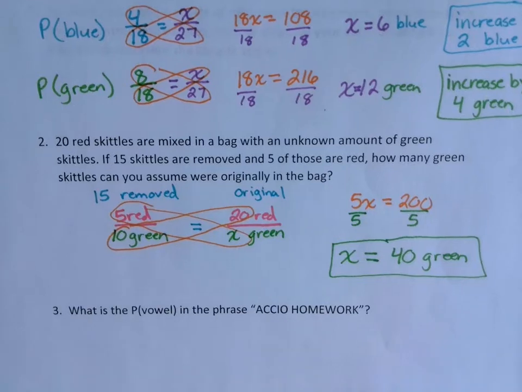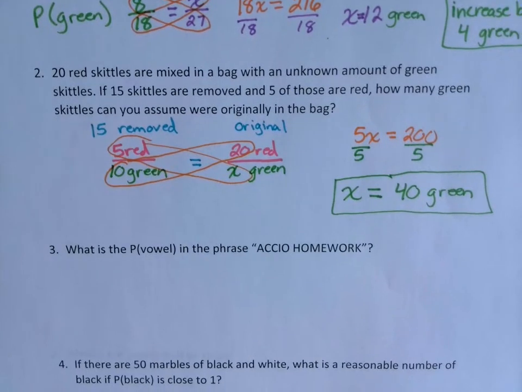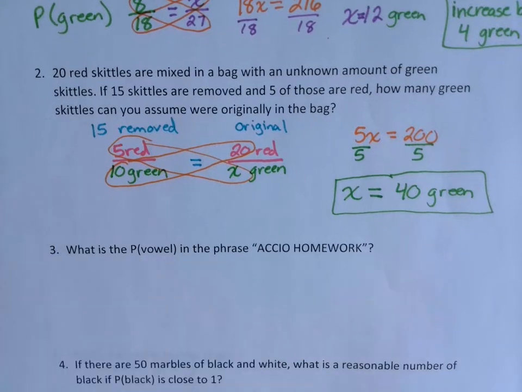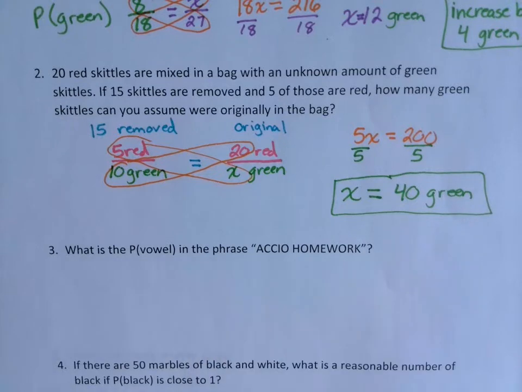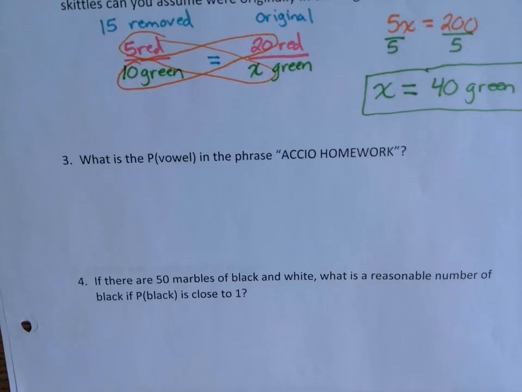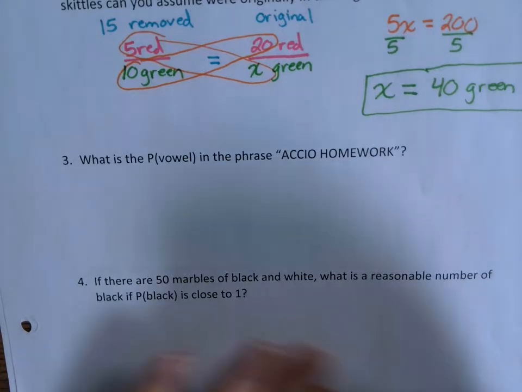All right, number 3, what is the probability of a vowel being chosen from the phrase Axio homework, if anybody's a fan of Harry Potter? So a vowel, who can remind us what letters are vowels? Veronica? A, E, I, O, U. Okay, A, E, I, O, U.